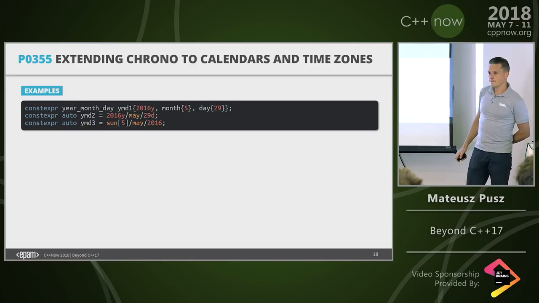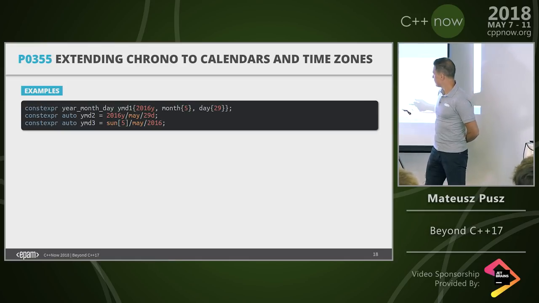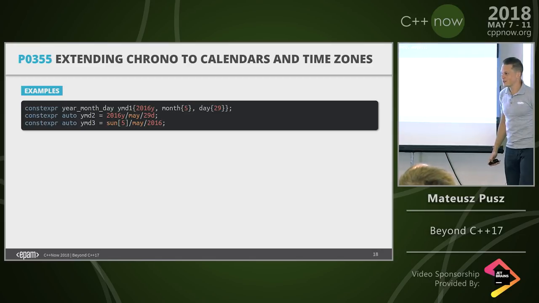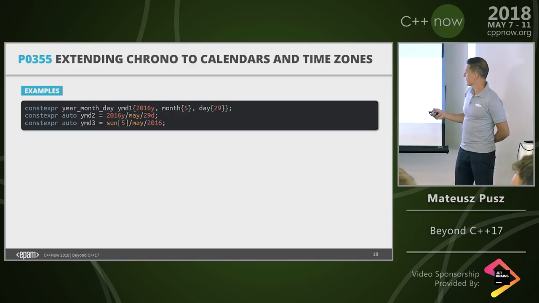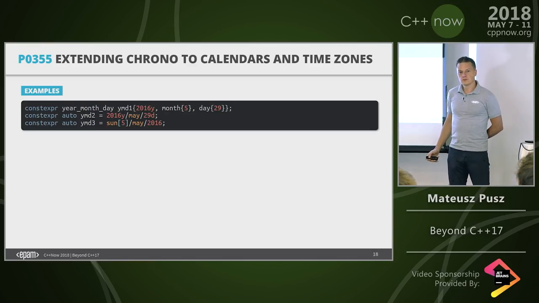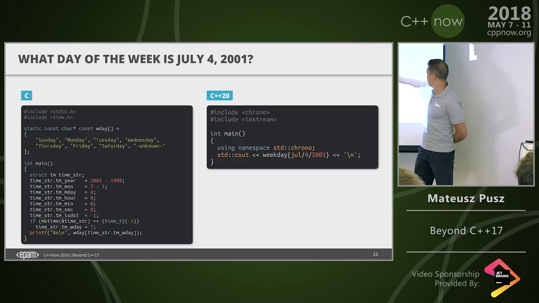Was there any resistance to it because of the syntax? Frankly, I know that there were some controversies regarding this syntax. But it's so convenient to use and so human readable that it was decided to go with that, I think. Question: are you using some kind of namespace here for May or something? Yes, as I wrote here, it's in namespace std::chrono.